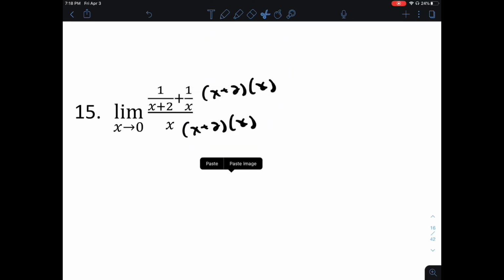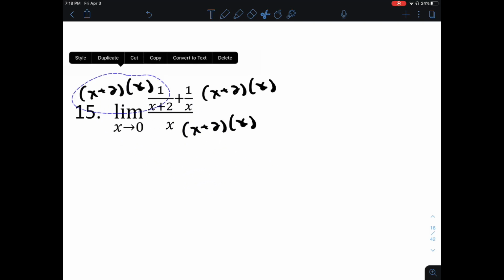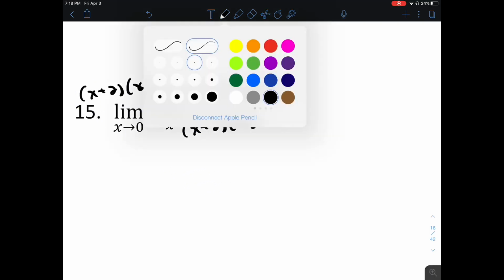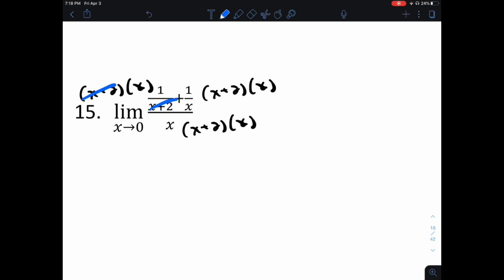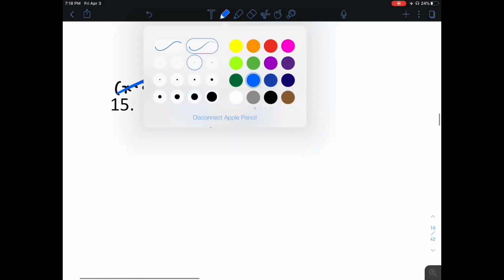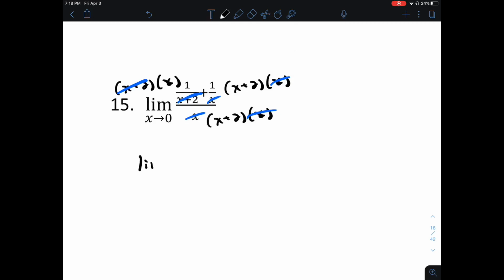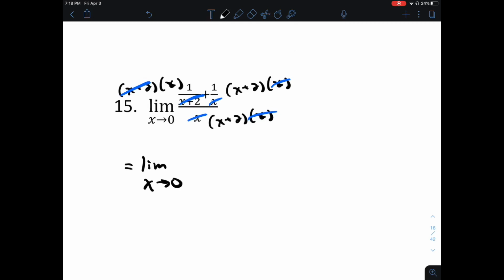It's the same as multiplying top and bottom by 1. And in the top, there are multiple terms, so you distribute. So this x plus 2 cancels, this x cancels, this x cancels. So what are we left with? We're left with the limit as x approaches 0.